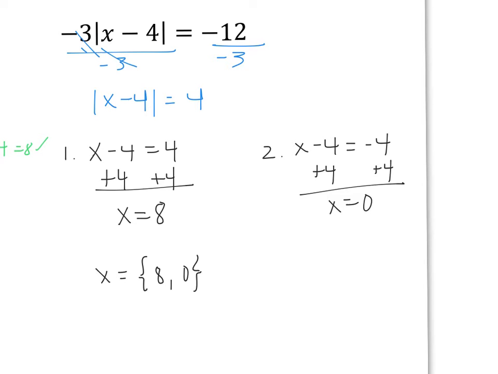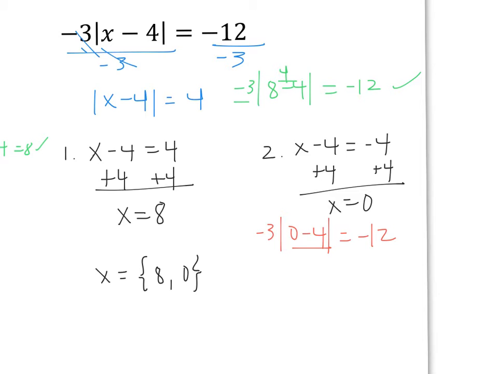But let's check and make sure that they're right. So I get here negative 3 times the absolute value of 8 minus 4, that had better equal negative 12, and 8 minus 4 is 4, and the absolute value of 4 is 4, and negative 3 times 4 is negative 12. Now if I check 0, negative 3 times the absolute value of 0 minus 4 equals negative 12.